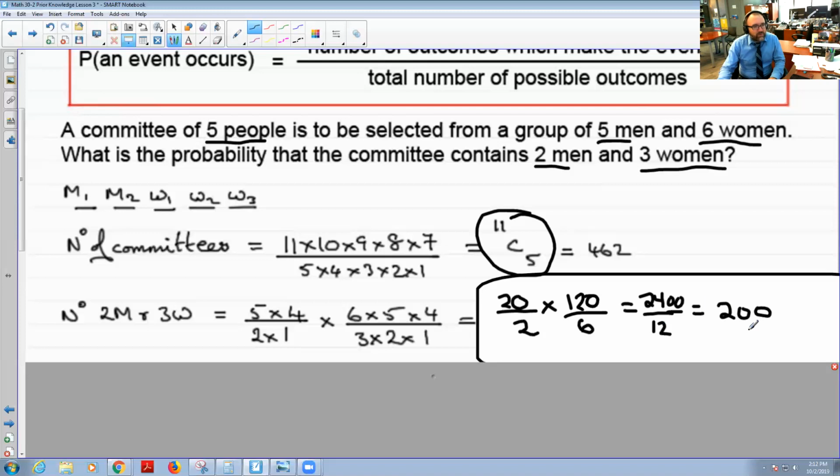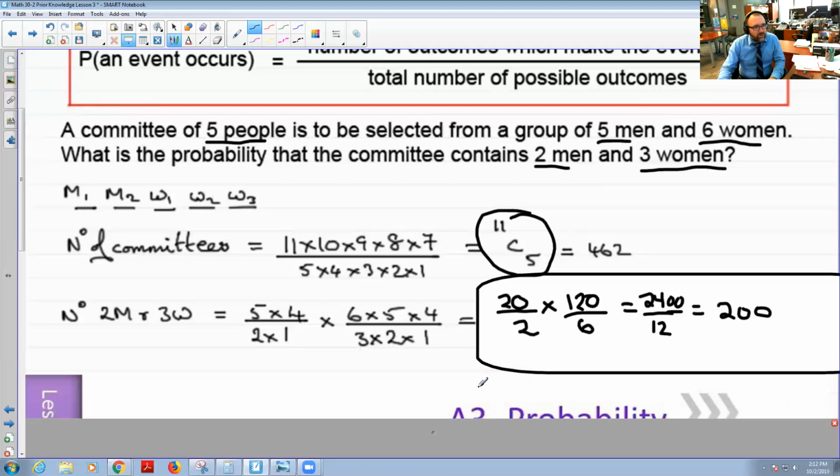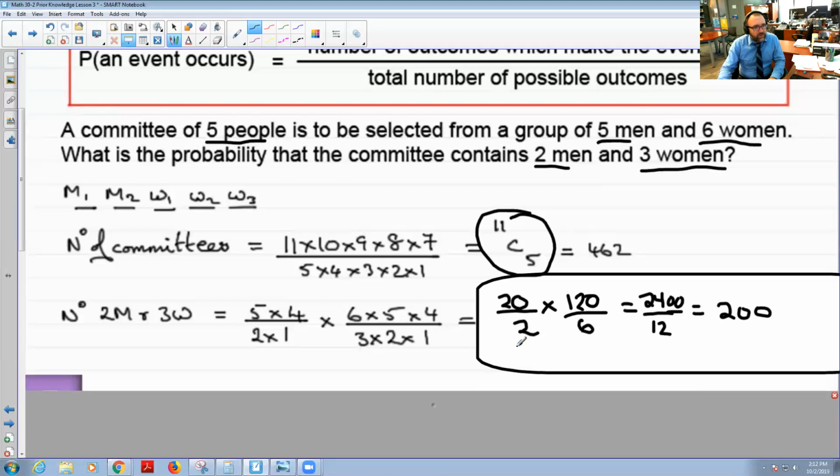So what is our final answer? Well, take 200, divide by 462. So 200 divided by 462 would be the probability statement, but of course you could reduce that. Take your calculator and calculate it: 0.463, and it keeps going, and you can put that in a percentage also, 46.3%.